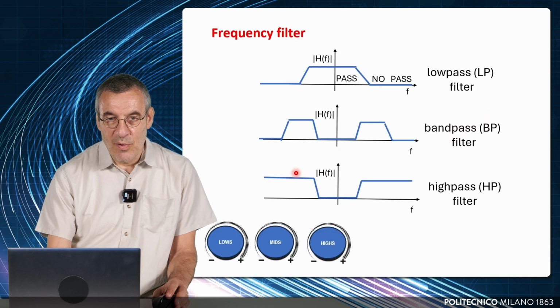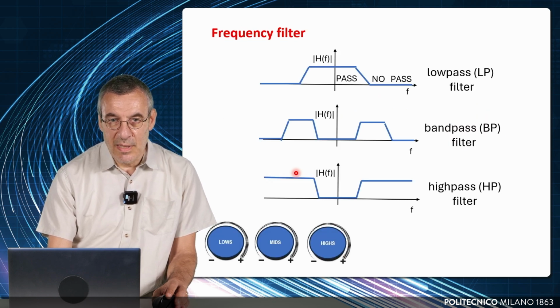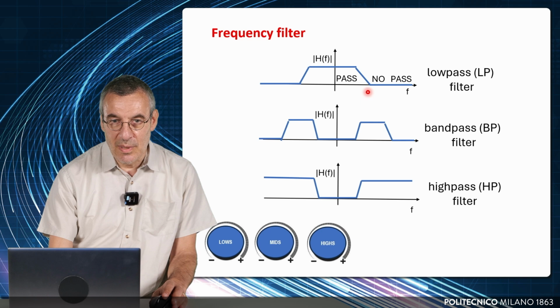Other systems perform some frequency filtering, so they can reduce, increase, or reject some portions of the frequency components of the signal. Usually the frequency components that are retained are called pass. The frequency components which are not retained are called no pass. And there is a transition between the pass zone and the no pass zone.